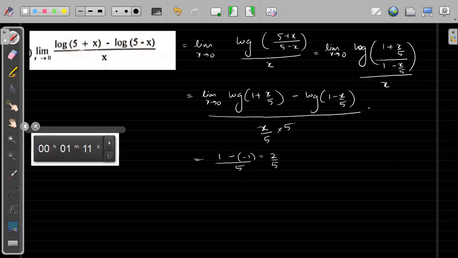Okay, fine. No, we cannot take log common. Log does not work like that. Log we cannot take common. Log does not work like that, Jeffrey.